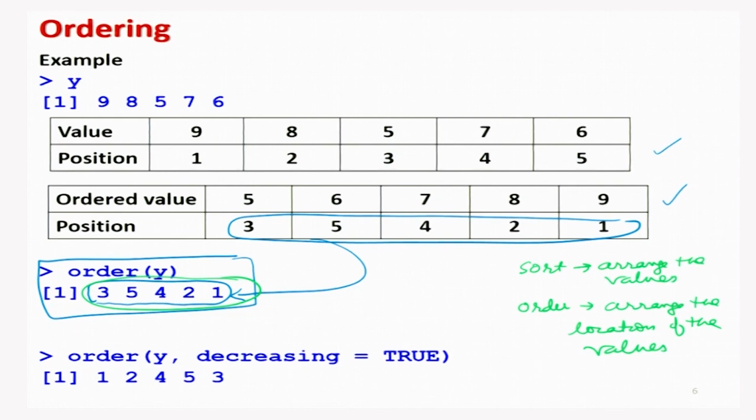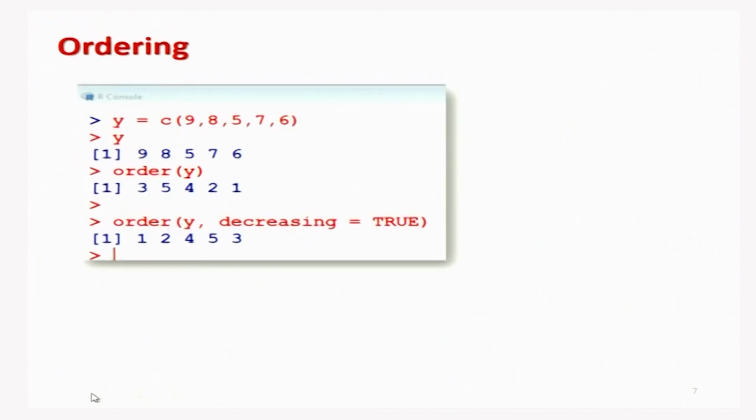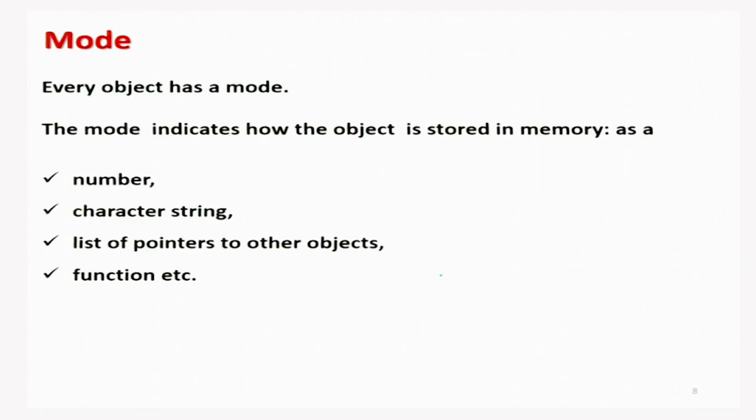If you use the command order with decreasing equal to TRUE, then you can see this is 1, 2, 4, 5, 3. What is happening here? This is just the reverse order of 3, 5, 4, 2, 1. So this is the difference between sorting and ordering, and you can see here the screenshot of the same outcome.